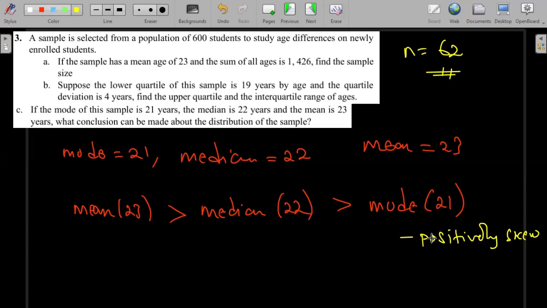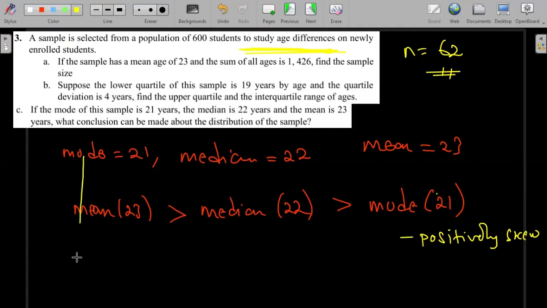So what does that mean? It means the tail of the distribution stretches to the right. To put it in simple language, because this data was based on the age differences you've seen there, we can conclude that there are some older students in the sample that pull the average up. So the distribution is not symmetric. More observations are clustered at the lower age, which is 21, and as we go up there are just a few people. So this data is positively skewed.